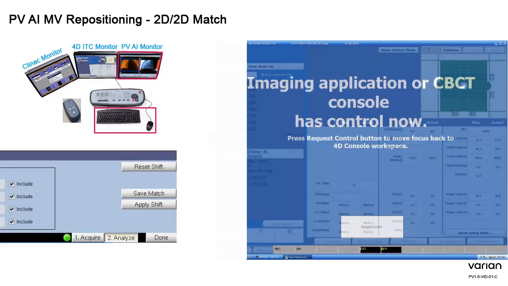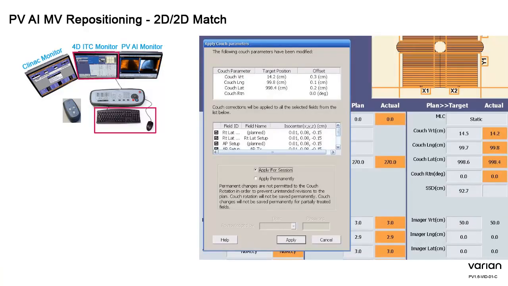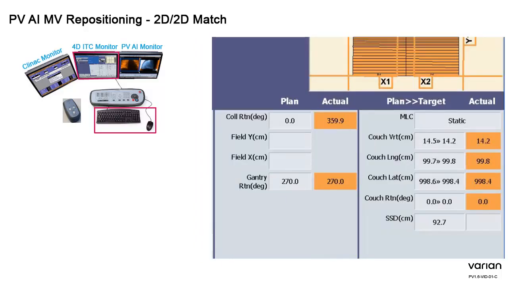After the couch is remotely moved into position, click Done on PVAI MV repositioning. Clicking Done on PVAI releases the 40ITC screen. The Apply Count Shift Parameters dialog box automatically opens. Evaluate whether the shift should be applied permanently, usually for the first day of treatment only, or for session. Click Apply now. On the 40ITC, the monitor indicates the shifts have been applied.